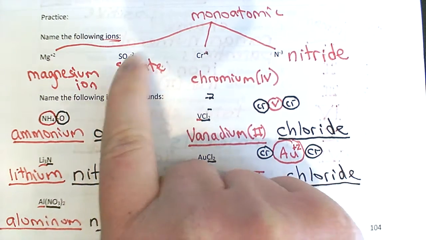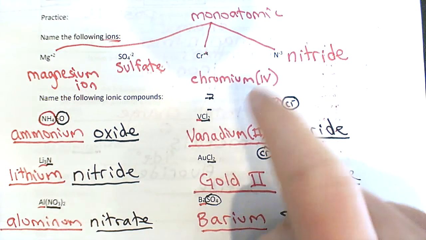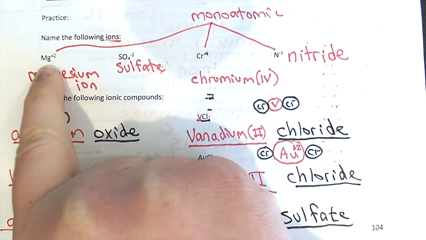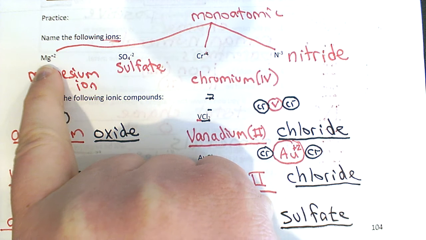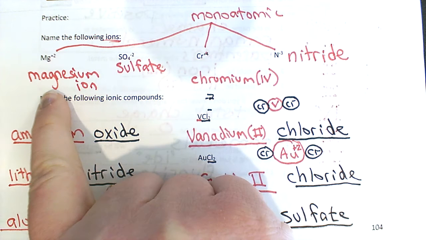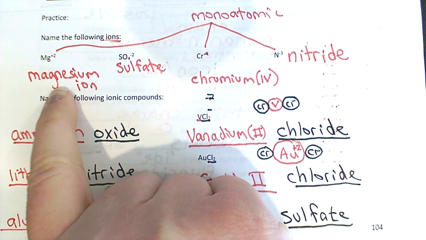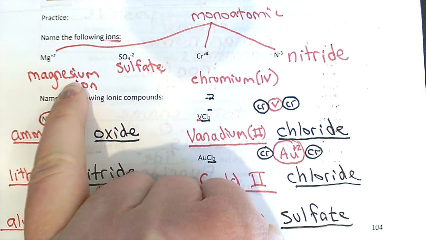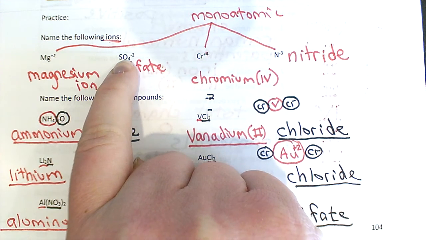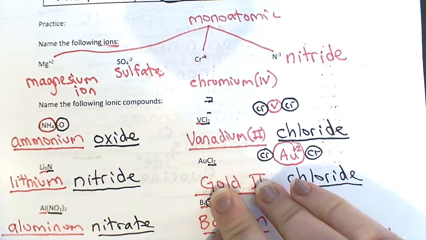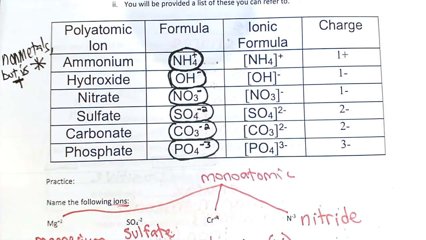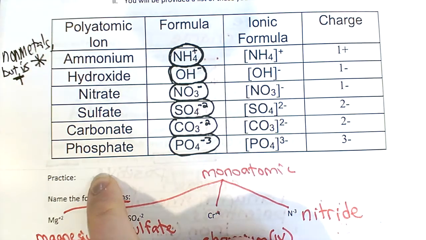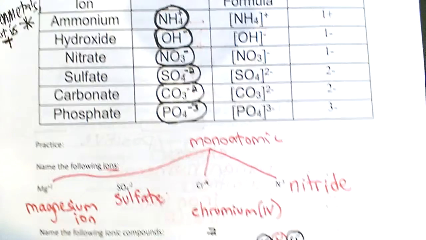Okay, so there's one of each example here. If it is a metal that's not a transition metal, it's just the name of the element. If it's not a transition metal, but it is a metal, it's just the name of the element. If there's more than one element in it, it must be one of our polyatomic ions, and their name is just right off of this table here.